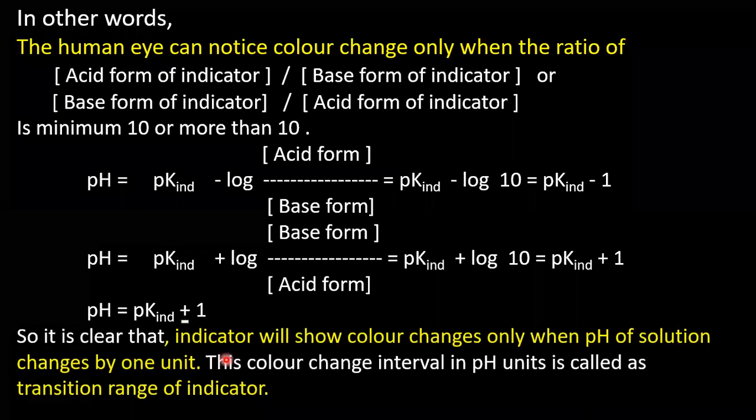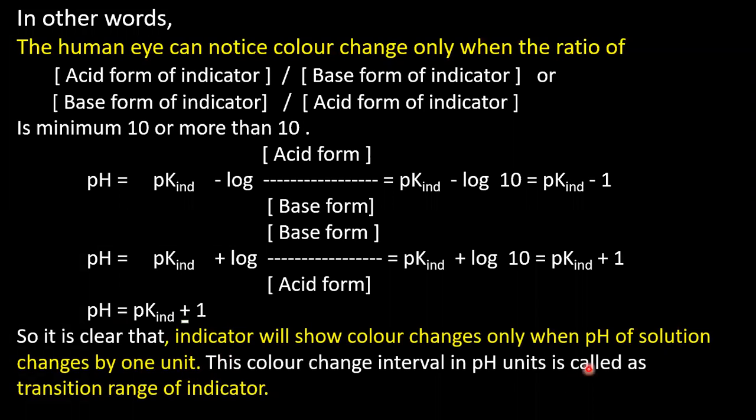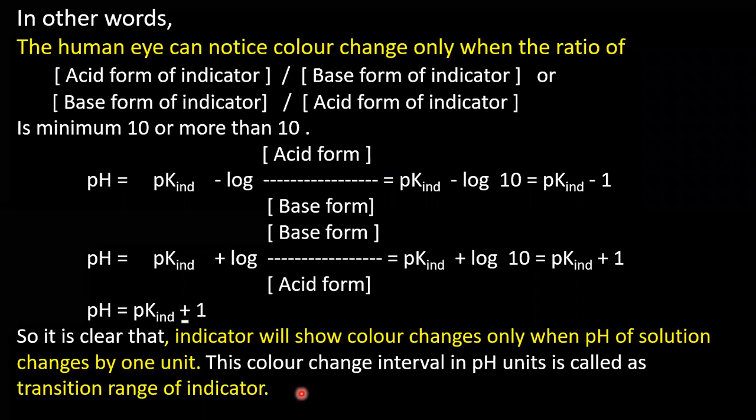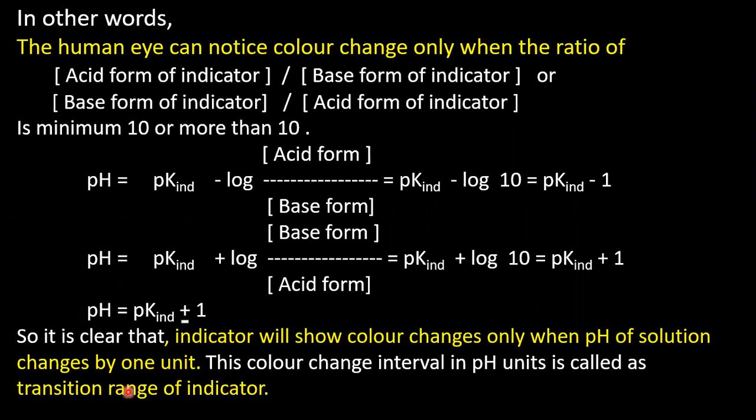So it is clear that the indicator will show a color change only when the pH of the solution changes by 1 unit. Pay attention and understand, this is a very important concept. This color change interval in pH units is called the transition range of the indicator. Okay, this is very important. This color change interval in pH units is called the transition range of the indicator.